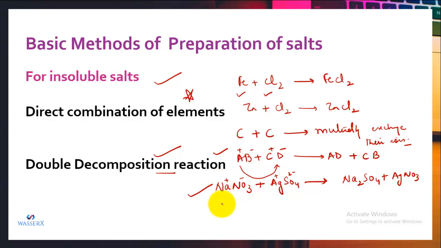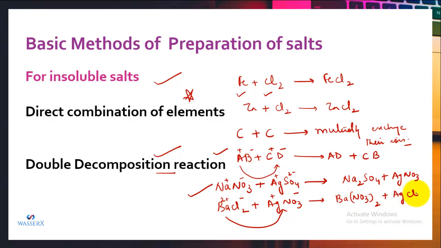Let's take one more example. Let's say we have barium chloride and we are reacting with AgNO3. Again, if we write their valencies, barium is going to react with NO3. So it is Ba(NO3)2, barium nitrate, plus we get silver chloride. So likewise, the double decomposition and the direct combination of elements can produce the salts that are regarded as insoluble salts.